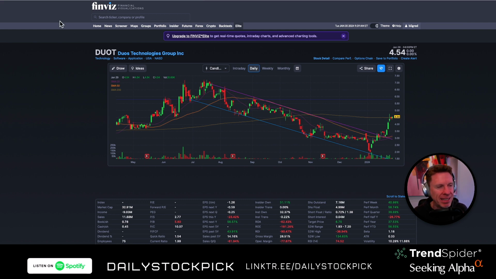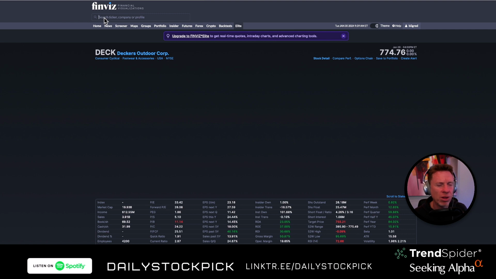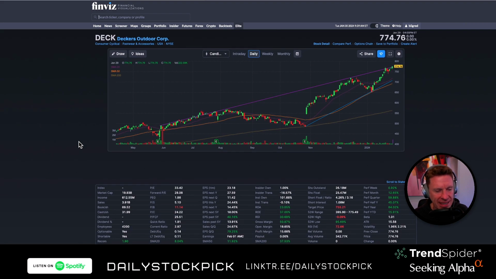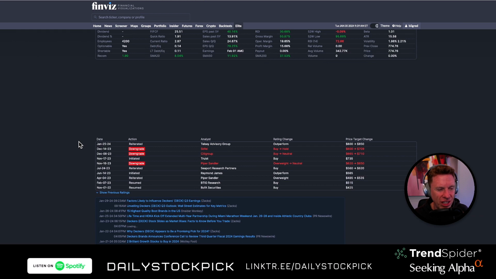Karen asked me about DECK. Let's take a look at DECK real quick. I think this is the fake wood kind of stuff. Or no, this is Deckers. This is the shoe company. This is Warren Buffett's absolutely worst trade ever, he said. I'd stay away from it. Footwear and accessories. It's got a PE of 33, forward PE of 28. This just seems expensive for a shoe company.